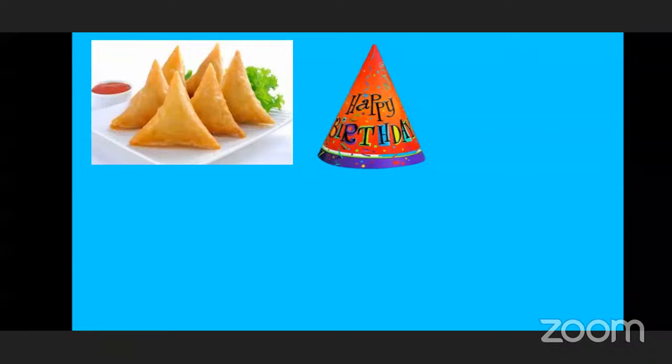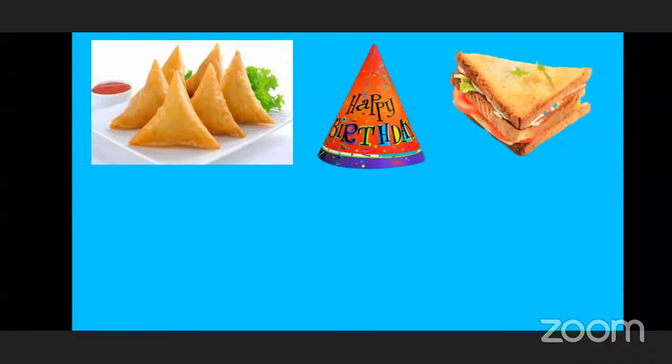Now, what is this picture of? A birthday cap. Yes, it's a birthday cap. And this picture? Sandwich. Here there are two breakfast items. One was samosa and this one is sandwich. I hope you people like to eat sandwich also, isn't it? Yes, ma'am.